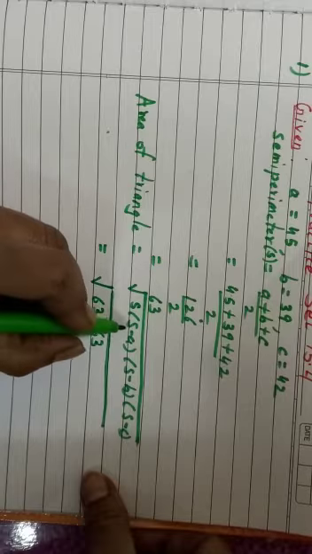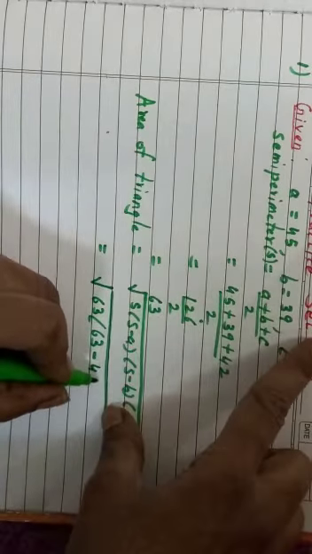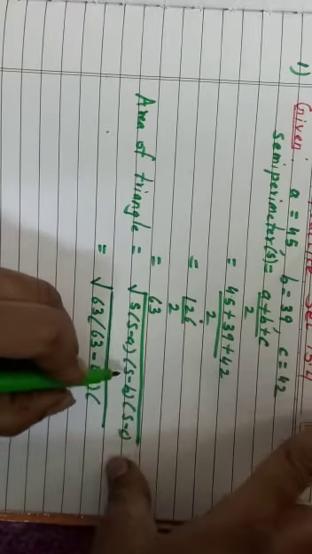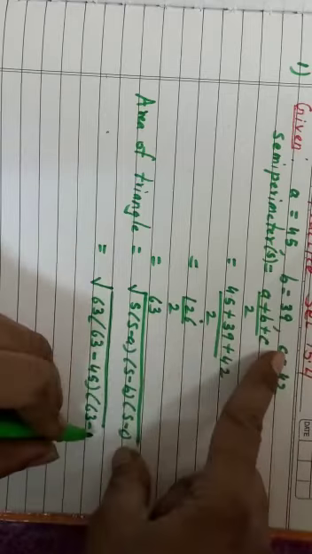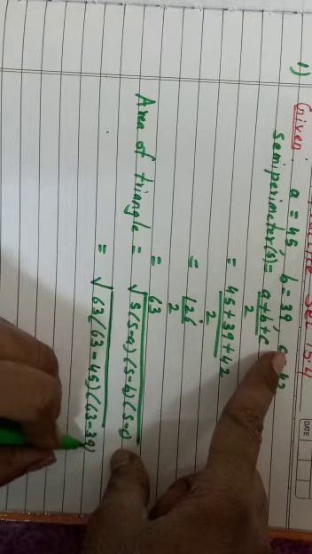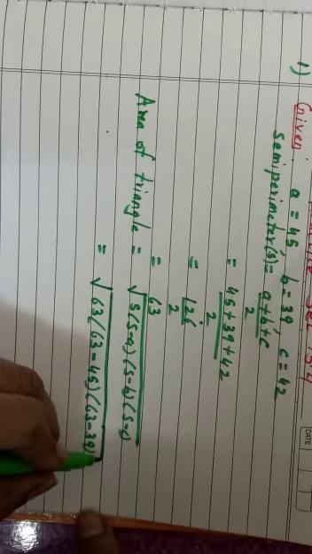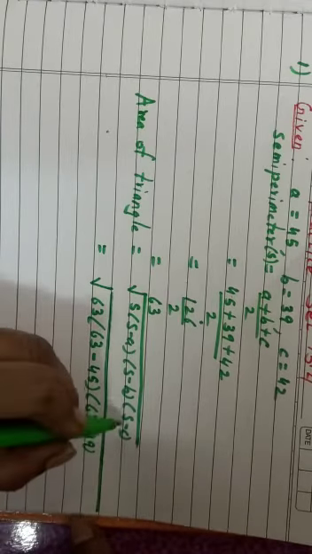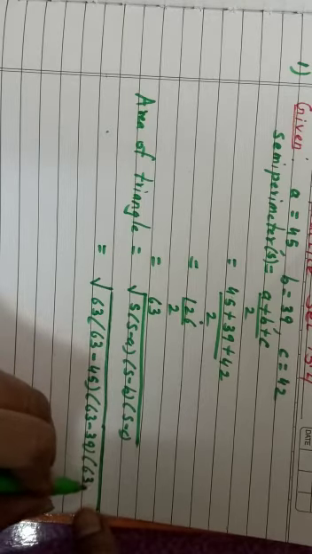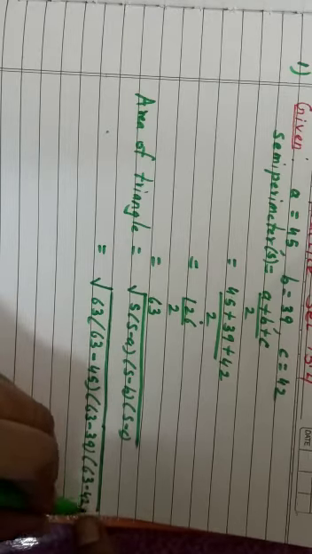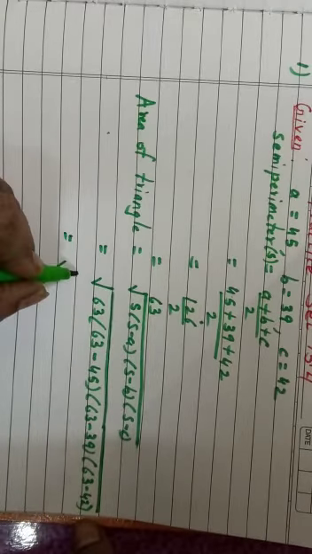Then s is 63 minus, what is a? 45, into, what is s? 63 minus, what is b? 39. Then extend it a little more, s minus c. S minus c is 63 minus 42, which is equal to square root of.